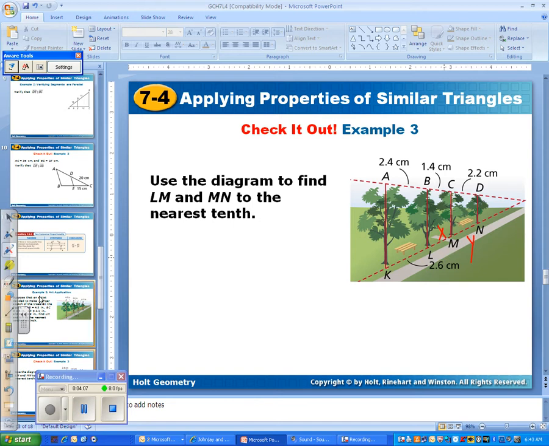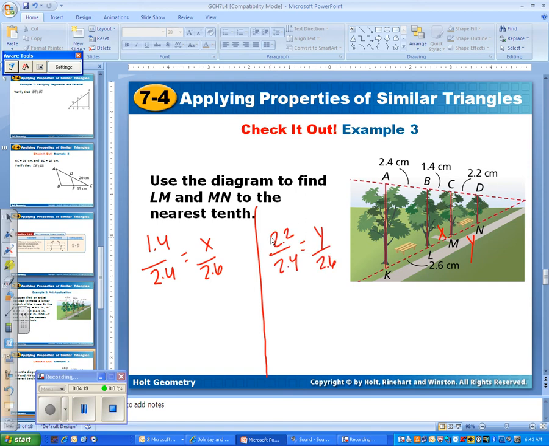So if I wanted to do it, I would say 1.4 over 2.4 equals x over 2.6 and solve. For y, I would say 2.2 over 2.4 equals y over 2.6. That's how I would set them up. You don't have to if you don't want to.